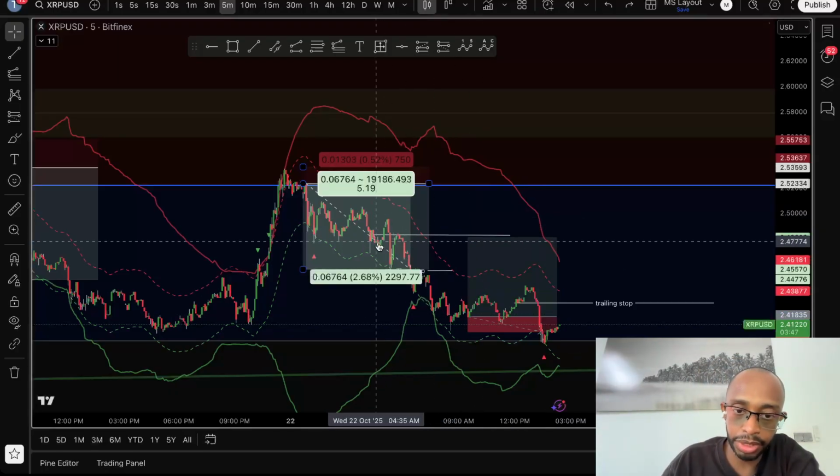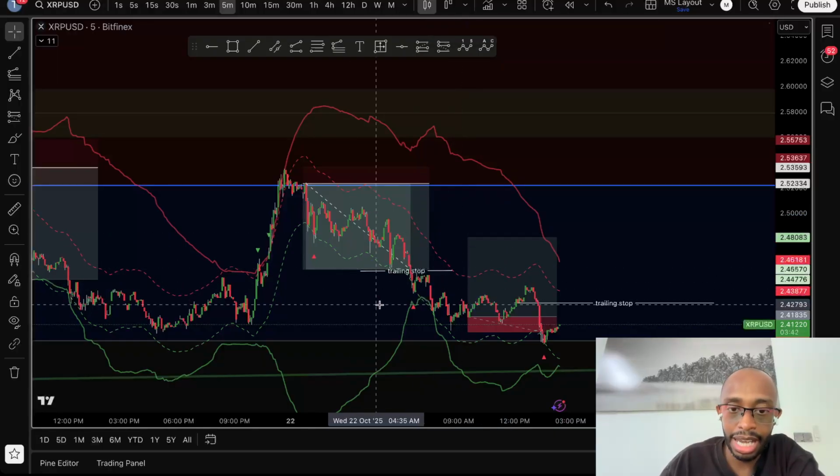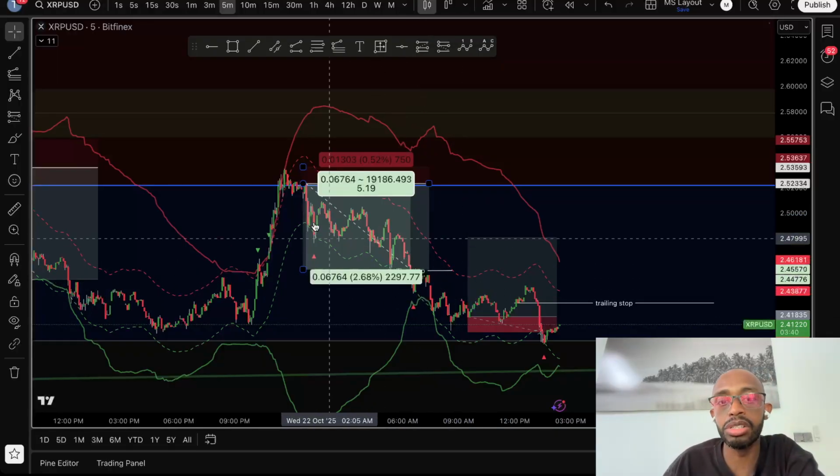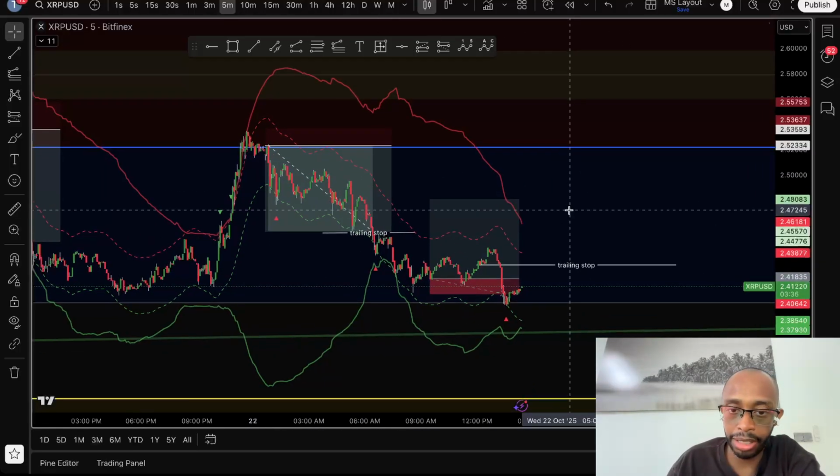So after that, it went down again, broke through. We moved our stop loss down to here, and it actually came back up and hit it. So this was our exit, right? And then the same thing happened later in the day, right?